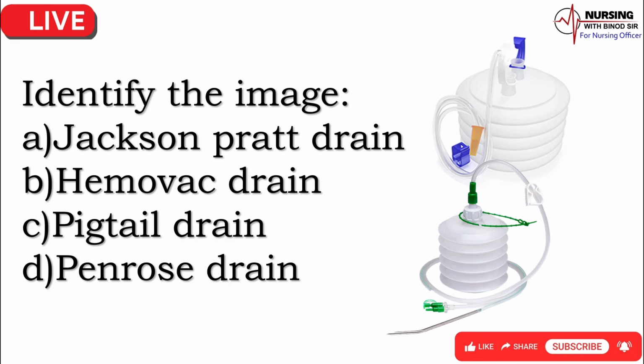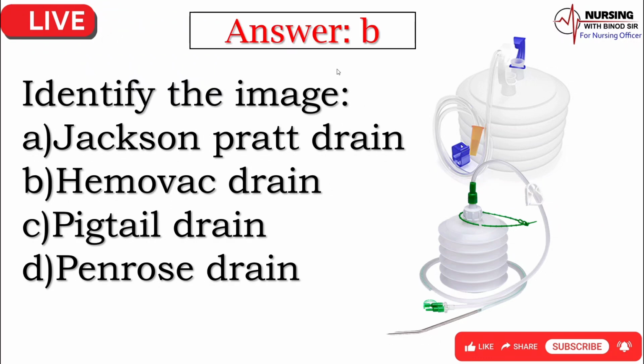4. Soft tissue injuries. Identify the image. A. Jackson-Pratt drain. B. Hemovac drain. C. Pigtail drain. D. Penrose drain. The correct answer is B option, that is Hemovac drain. Explanation. A Hemovac drain is a closed suction medical device commonly used to remove fluids, such as blood or serous drainage, from a surgical wound or body cavity. It helps promote healing and reduce the risk of infection by preventing fluid accumulation.